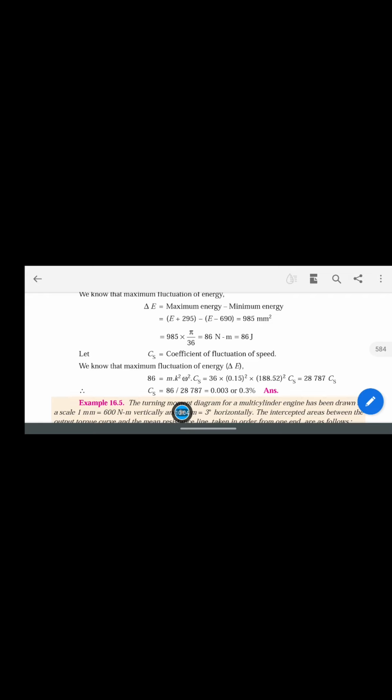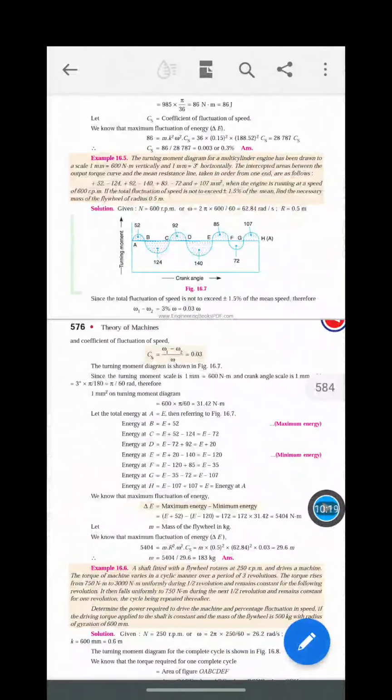So here in this formula, Cs value is being asked. If he asks you the value of m by giving all other values, you can also calculate the mass of the flywheel. So these problems are very easy, so please don't leave multi-cylinder engine problems. Very easy to practice and score in the exams.